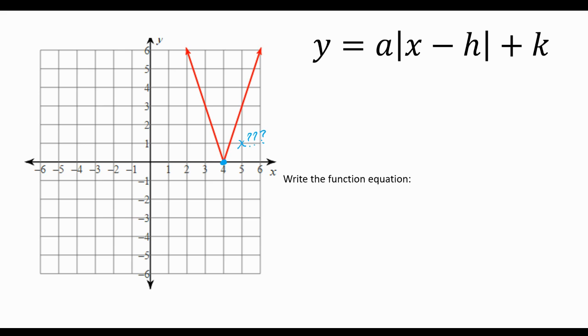Uh-oh, what does that mean? We have to count up until we find it. Here it is. How much did this go up? 1, 2, 3, and then it went over. And if you kept going, 1, 2, 3, it goes and hits right here on the corner, right?